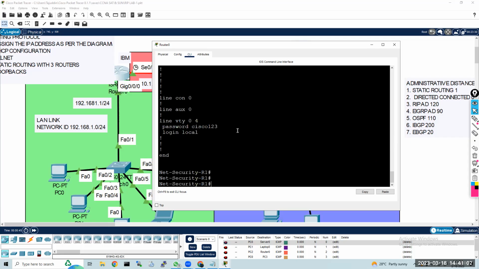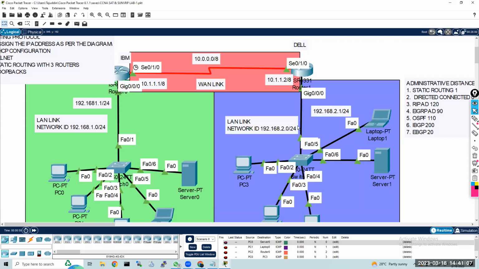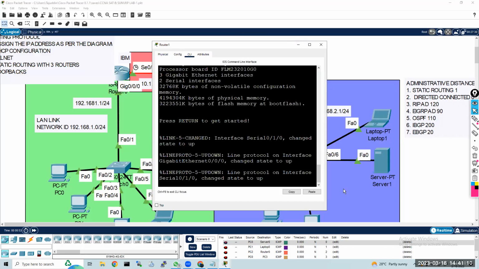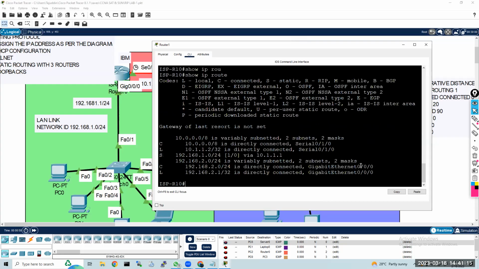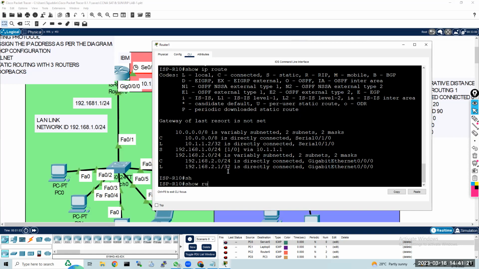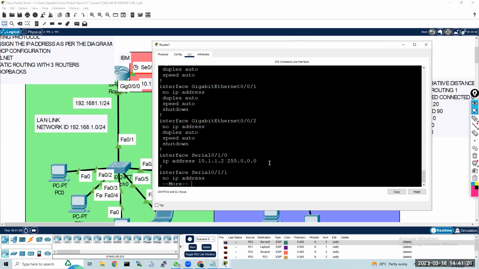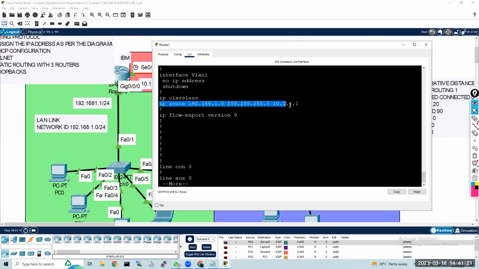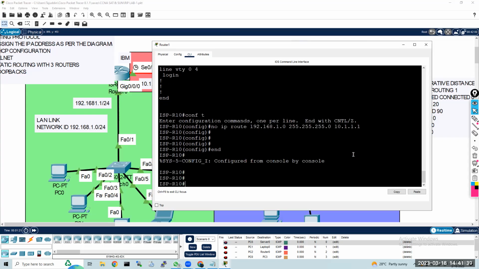We have not configured anything. If you try show IP route, nothing is configured. This is my router 1, and router 2. Here also nothing has been configured. Show IP route. Okay, static routing has been configured on this one. We need to remove this. So copy, go to global configuration, type no and paste. That's it. Now we cannot see it.